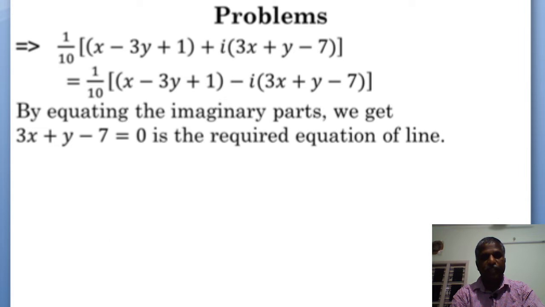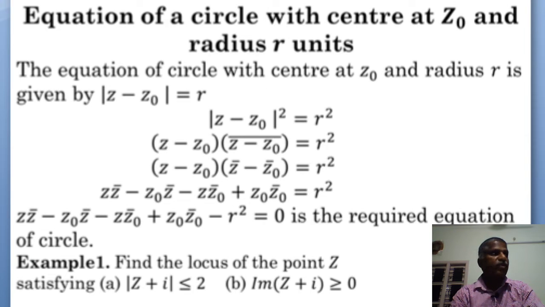Okay. Now let us study the equation of circle. What is the equation of circle? All of you know the equation of circle in Cartesian form is x square plus y square is equal to r square. There the center is 0 comma 0 and the radius is r.